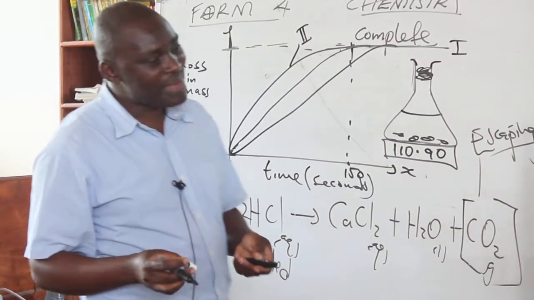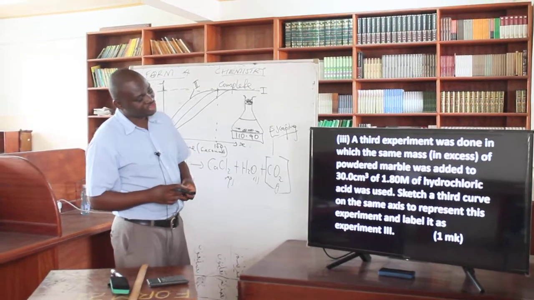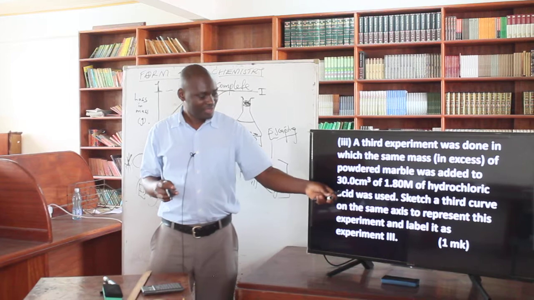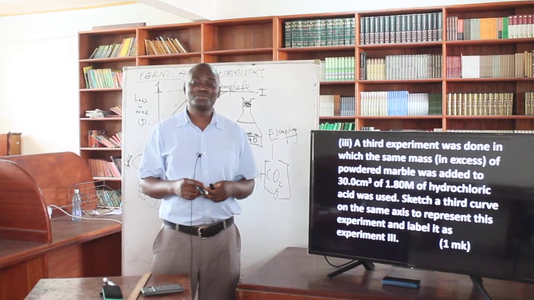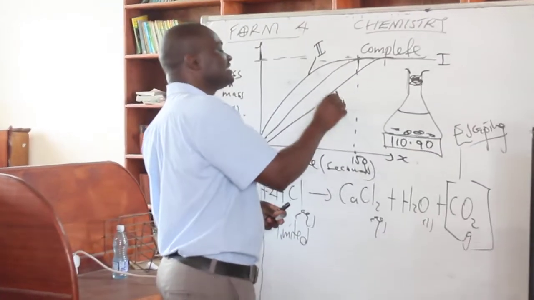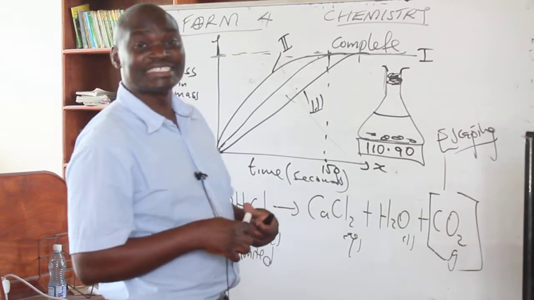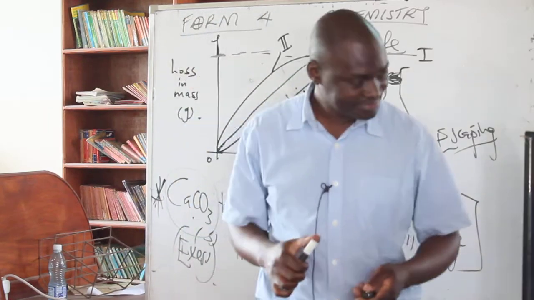Then you come again and you sketch for experiment 3 by using 30 cm cubed of 1.8 molar hydrochloric acid. After sketching, label it as 3. I'm not saying they will appear this way. What I'm saying is that this is how you are supposed to draw those graphs on the same plane.